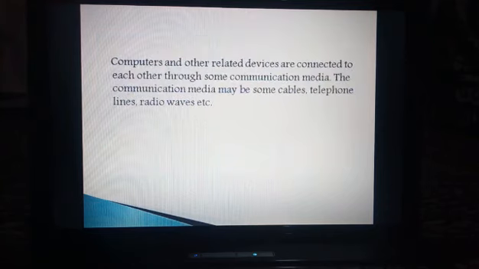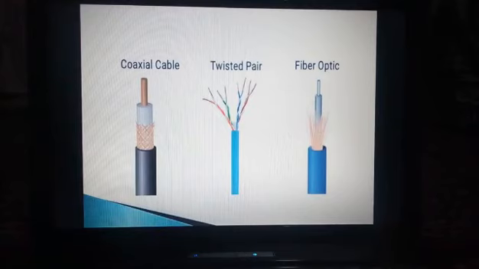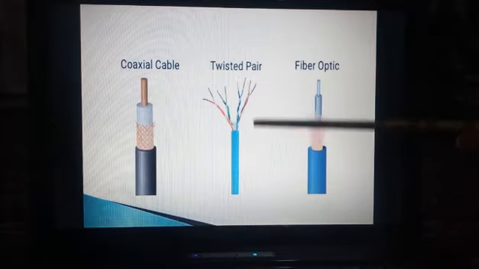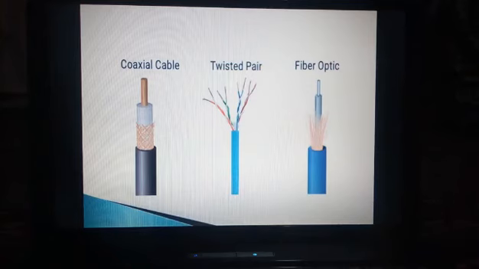In a network, computers and other related devices are connected to each other through some communication media. The communication media may be cables, telephone lines, radio waves, etc. In this picture, you will see the different types of cables that are used to connect the computers and other devices in a network. The first one you can see is coaxial cable, then twisted pair, and fiber optic. Now let's move to the advantages of a network.